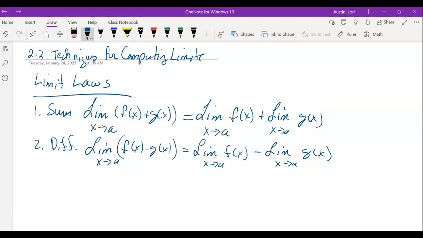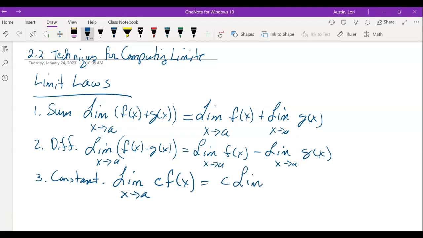The other thing is the constant. So if you have the limit of some constant times a function, you can pull that constant out front. That's all that says. It's c times the limit.